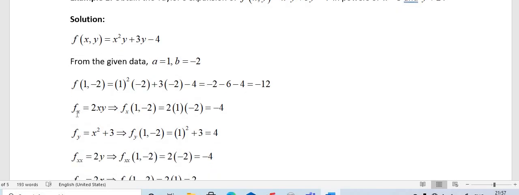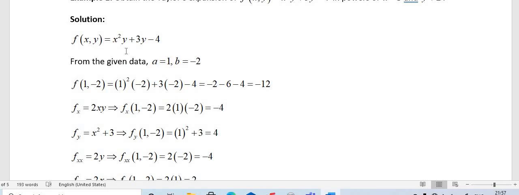Afterwards, find fx. fx means partial differentiation of f with respect to x. So here y constant, x square differentiation is 2x. This total term vanishes because it does not contain any x term. Now find out fx of 1 comma minus 2. Substitute, then we are going to get minus 4.